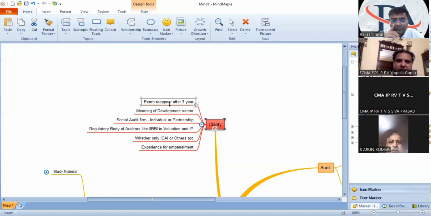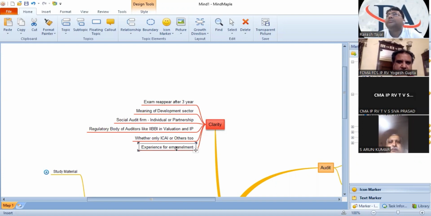Since they are not blocking anybody from registration, I think everybody is eligible from that angle. As far as the social audit firm is concerned, there is a requirement that you can become a social auditor if you have more than 3 years of experience in the same line. I don't know how it will work out, because they have mentioned that 3 years of experience is required to get this kind of social audit.